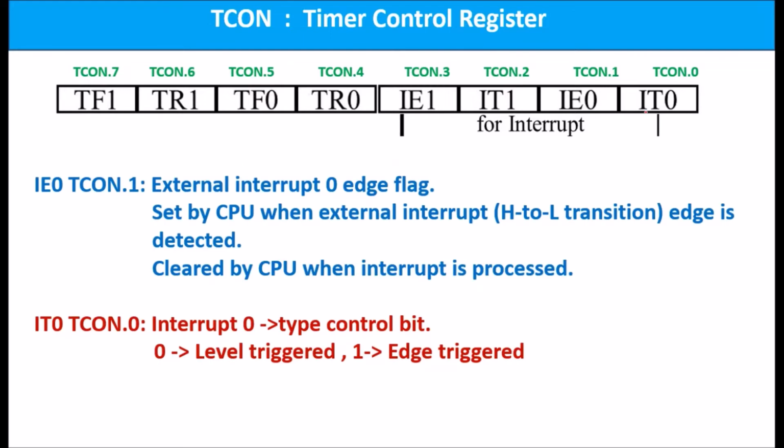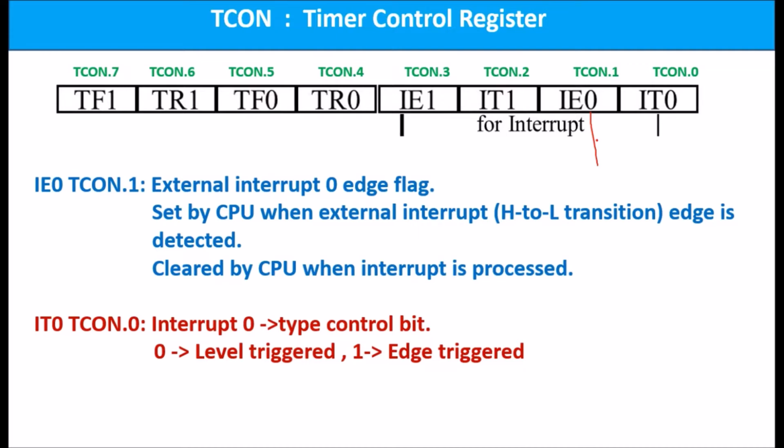So bit IE0 and IE1 bit. IE0 bit is for external hardware interrupt 0 and IE1 bit is for external hardware interrupt 1. When there is a high to low transition, that means when the edge of the signal is detected, then this bit is set to 1.